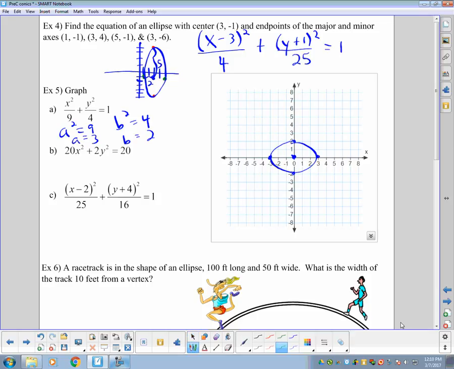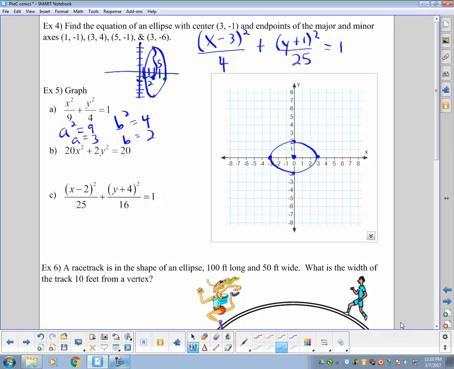Okay. So we're okay on that one? How to find the lengths? You can see it. So the a squared is what's on the bottom of the x. That's the major axis in this one. It's longer horizontally. And then the b squared is equal to 4, so b is 2.